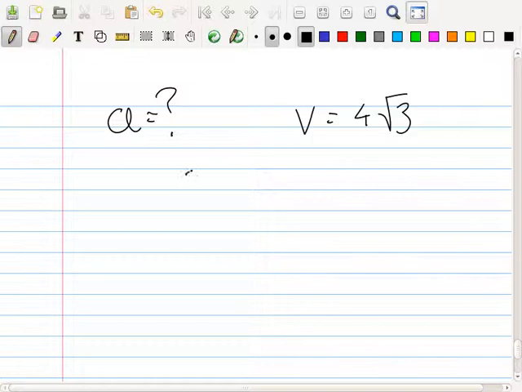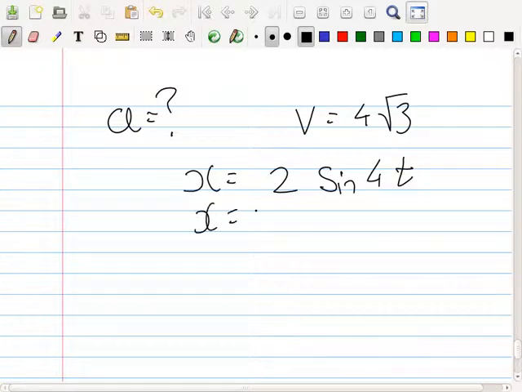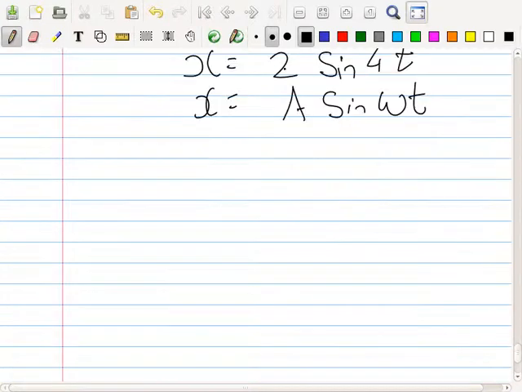Now, he says here x equals 2 sine 4t. In other words, x equals a sine omega t. The a is 2 and the omega is 4. Okay, given that also? It's the formula. Well, I showed you this already, but I've given you 3 new formulas. Now, please, wait.